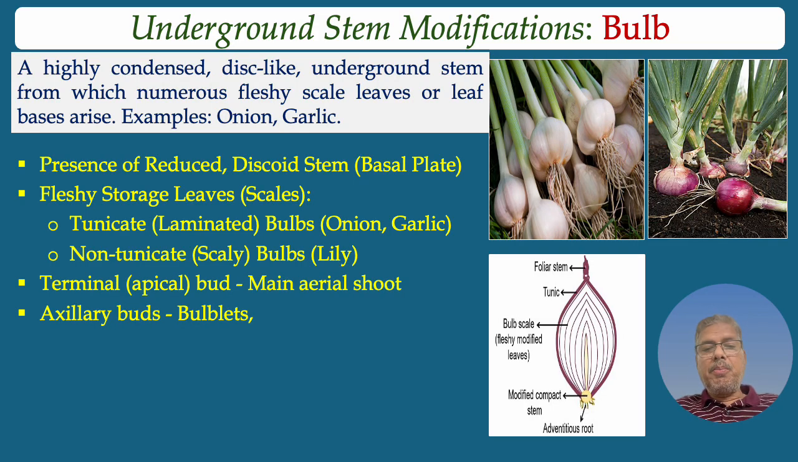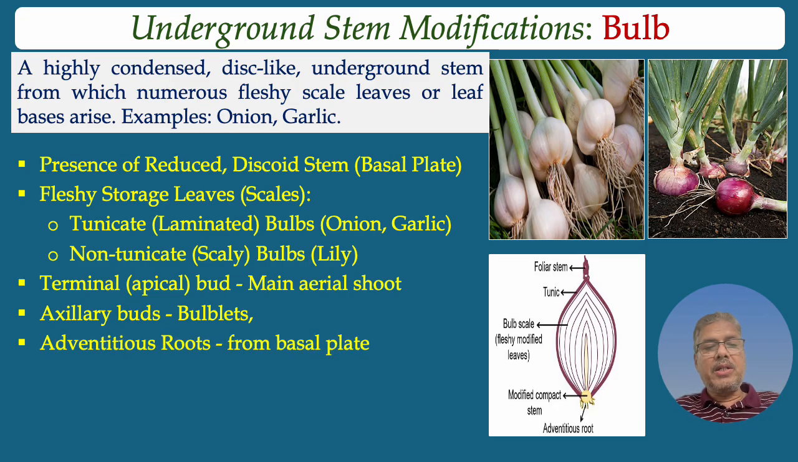The terminal bud is present at the center of the reduced stem and will grow into a main aerial shoot in the next growing season, whereas the axillary buds are found in the axils of the fleshy scales. These buds can develop into smaller new bulbs, often called bulblets, which can be separated to propagate new plants.